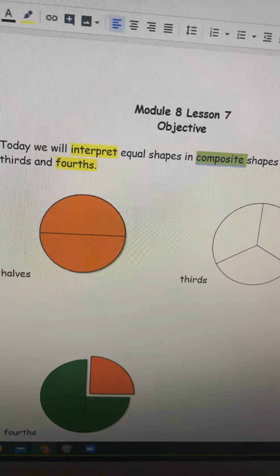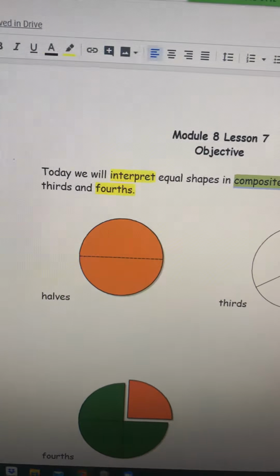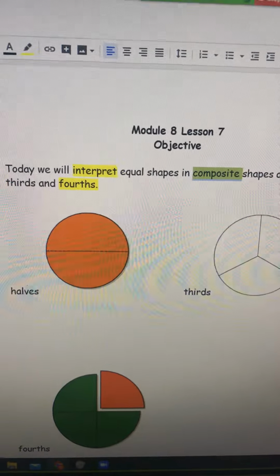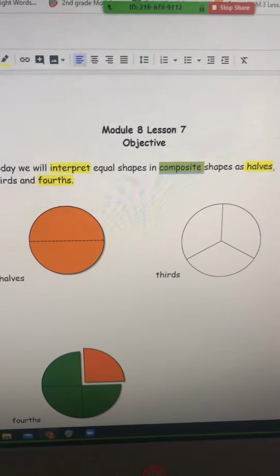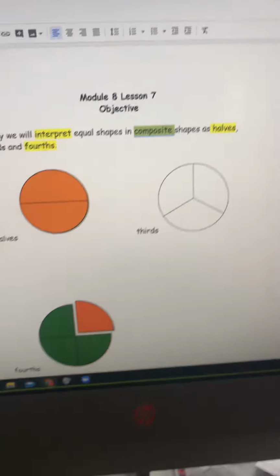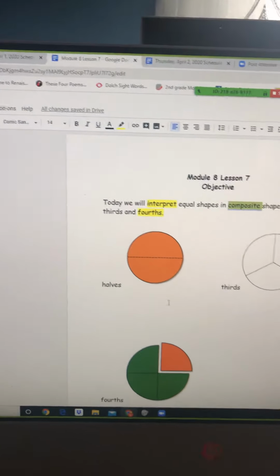Somebody has their mic on. If you have your mic on, can you turn it down? Because I can hear everything that's happening in your house and it's hard to focus. All right? Any other words?